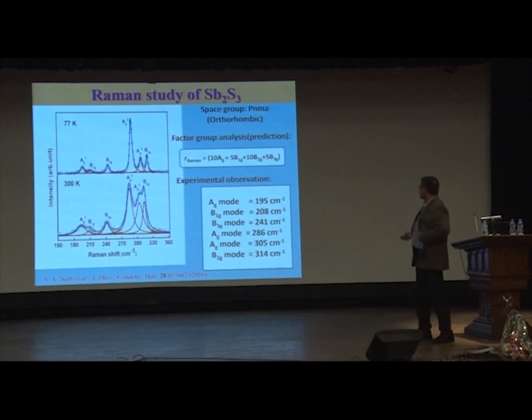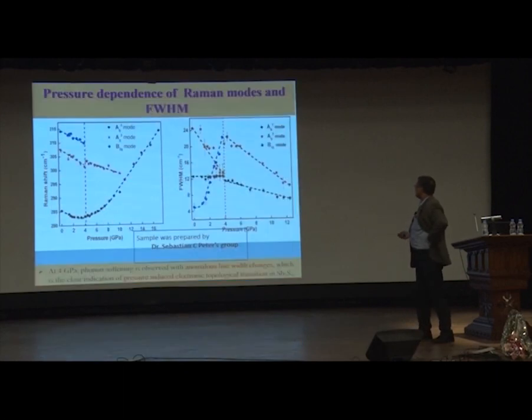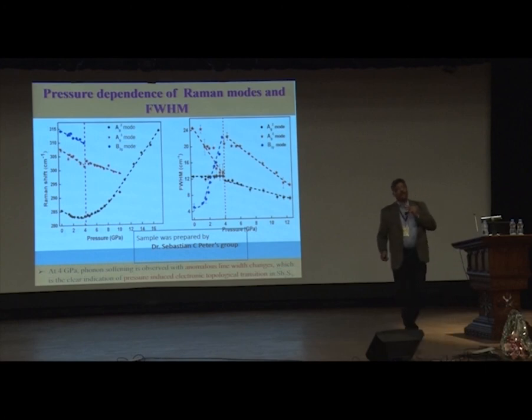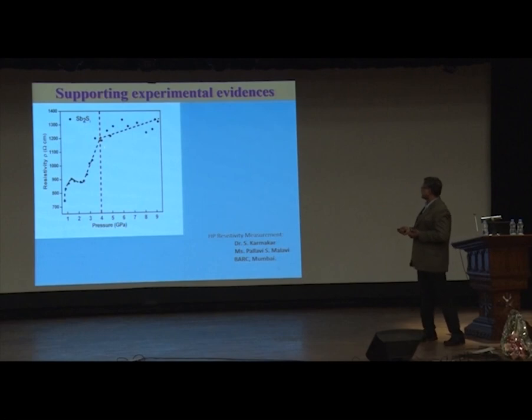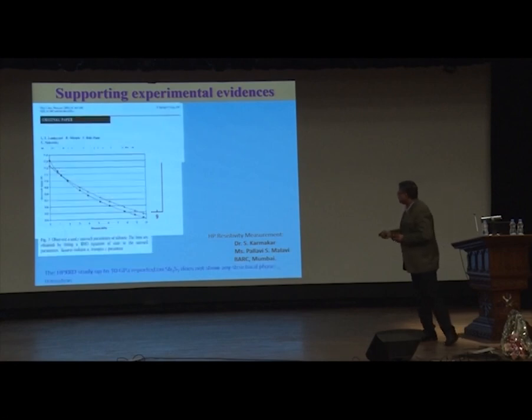So here are the Raman modes associated with the system. When you look at the system, you see that around 4 GPa, we see a very strong anomaly. The lifetime is also very strongly affected. Now we wanted to look at whether the structure has any change around this. It could also be a structural transition. So we looked at the resistivity data. Again, at 4 GPa, there is a strong anomaly.